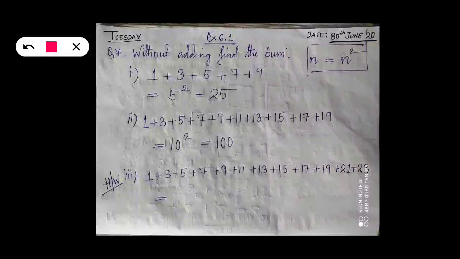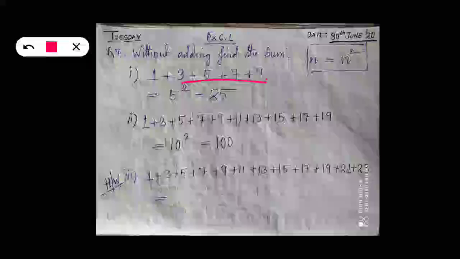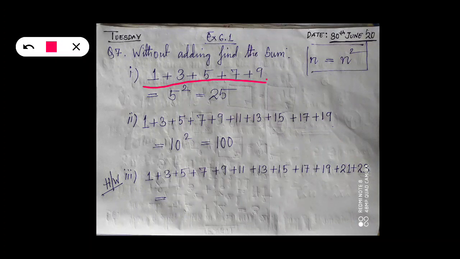I told you the first condition is that all the numbers should be odd and consecutive, one after the other. Here in the first question we have taken 5 odd numbers. We can take any odd numbers starting from 1, consecutive. In Roman number 2 you can see many odd numbers, and in Roman number 3 it's more than that. How many odd numbers you want to take is your choice, and you can calculate the sum in a fraction of seconds, without using pen and paper.